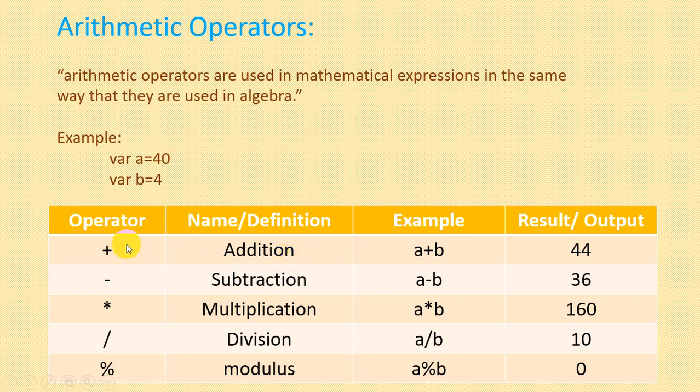So these are 5 basic operators. I say basic because there are a number of operators inside arithmetic operations, but we will only focus on these 5. The first one is this symbol. This operator is called addition. If you perform a plus b, for example, where a is 40 and b is 4, your output will be 44.